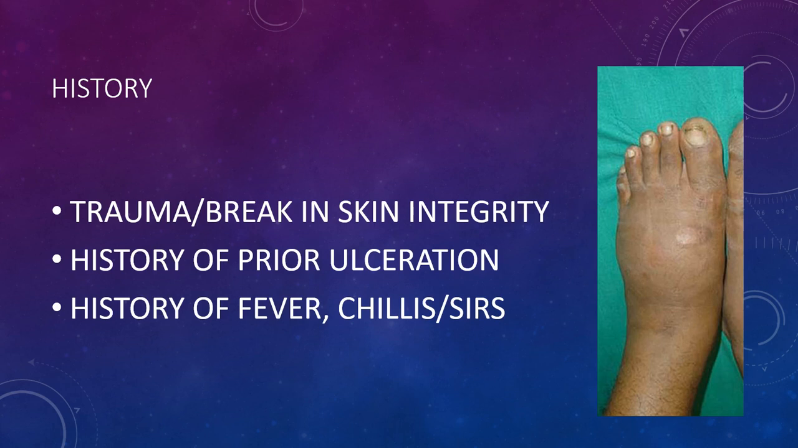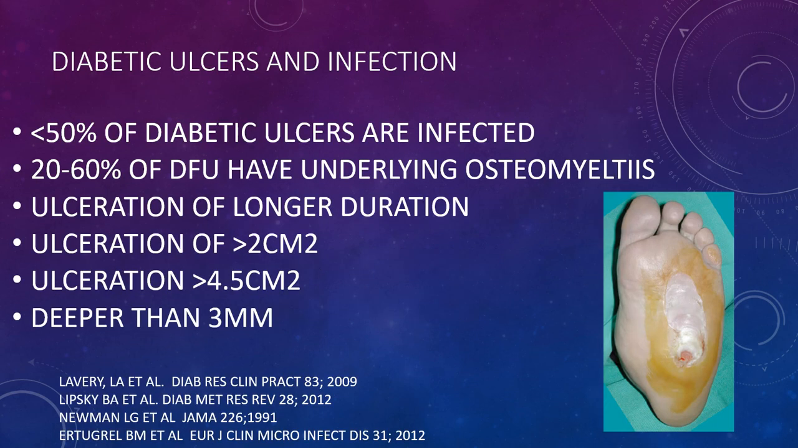The more difficult differential occurs when there's a break in skin integrity or a history of a prior ulceration, and we certainly want to assess the patient for any fatigue, malaise, fever, chills, tachycardia, tachypnea, or other signs or symptoms suggestive of the possibility of an infection. I think it is important to document the absence of these signs and symptoms in the patient with a Charcot joint, particularly in the presence of an open wound or ulceration.